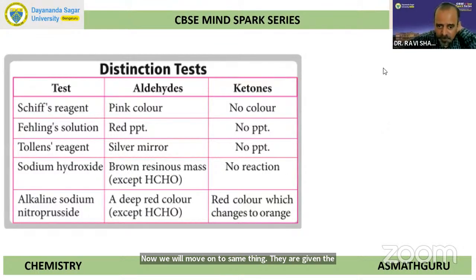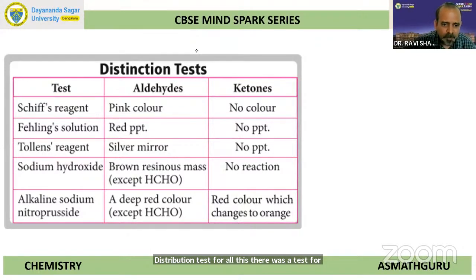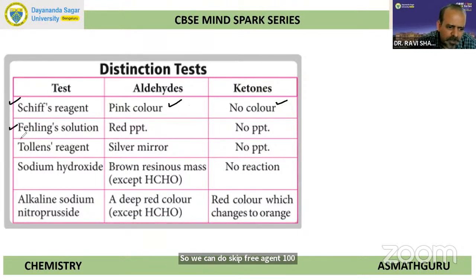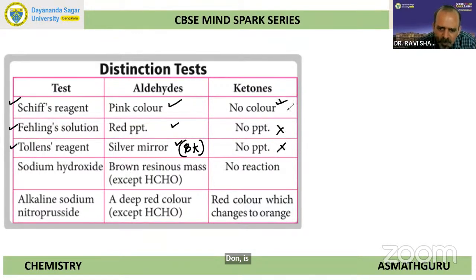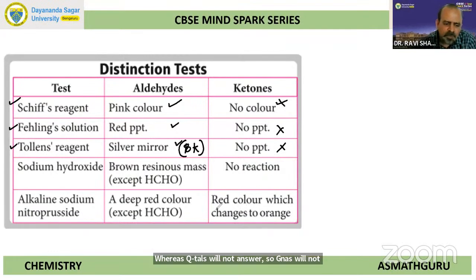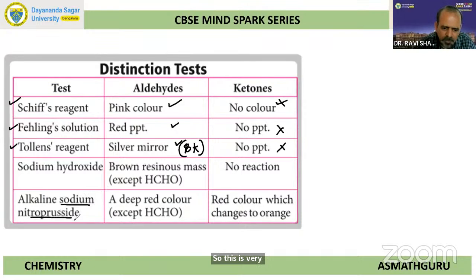Distinguishing tests for aldehydes. What is the test for distinction between aldehydes and ketones? We can do the Schiff reagent test. Aldehyde gives a pink color, whereas ketone gives no color. We can also do the Fehling solution test and the Tollens reagent test, which are given only by aldehydes and ketoaldehydes. Aldehyde gives a red precipitate with Fehling solution, and a black precipitate or silver mirror is formed with Tollens reagent, whereas ketones will not react. This is very important. And if you take sodium nitroprusside, here the deep red color remains as it is, whereas here it changes to orange color. But in most examinations, these three tests are covered.